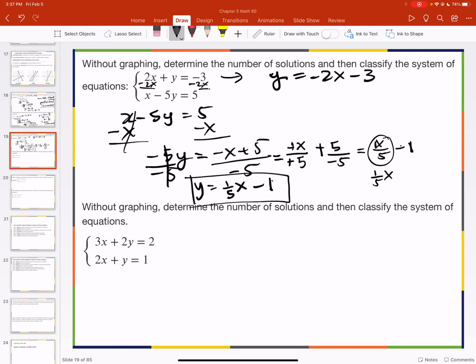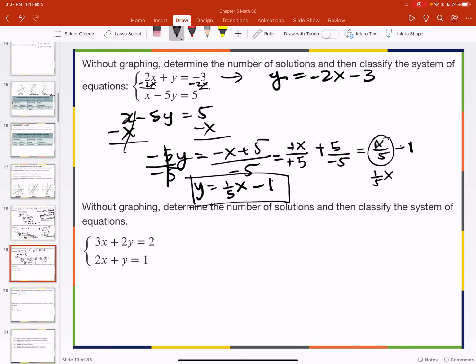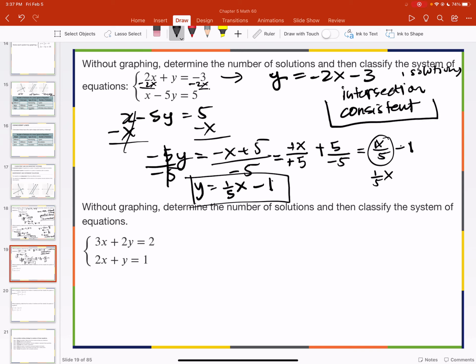Anyways, that's for whoever. So these guys have different slopes and obviously different intercepts. So these are intersecting lines, okay? So they have one solution. Intersecting lines. One solution. And what kind of system is that? It's consistent. Okay. All right.